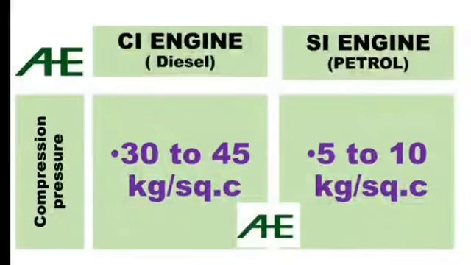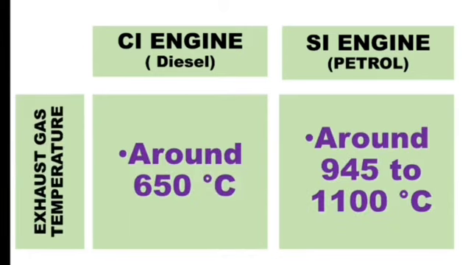Next one is compression pressure. In a CI engine compression ignition is carried out, so the pressure will be high with low volume, so the temperature will be tremendous. In a CI engine the compression pressure in the compression stroke is up to 30 to 45 kg per square centimeter, whereas in an SI engine 5 to 10 kg per square centimeter compression pressure is observed.